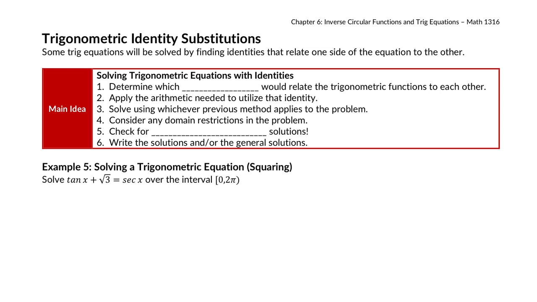So the main idea here is that if you know that it didn't work quadratic, it doesn't really work any other way, you may have to use an identity to solve an equation. So the first step is to determine which identity would relate the trigonometric functions to each other. Meaning, if you have a cosine and a secant, those are related by the reciprocal identity. So you may use that to make it easier to solve. Then you're going to apply the arithmetic needed to utilize that identity, solve using whichever method previously applies to the problem. Again, consider any domain restrictions.